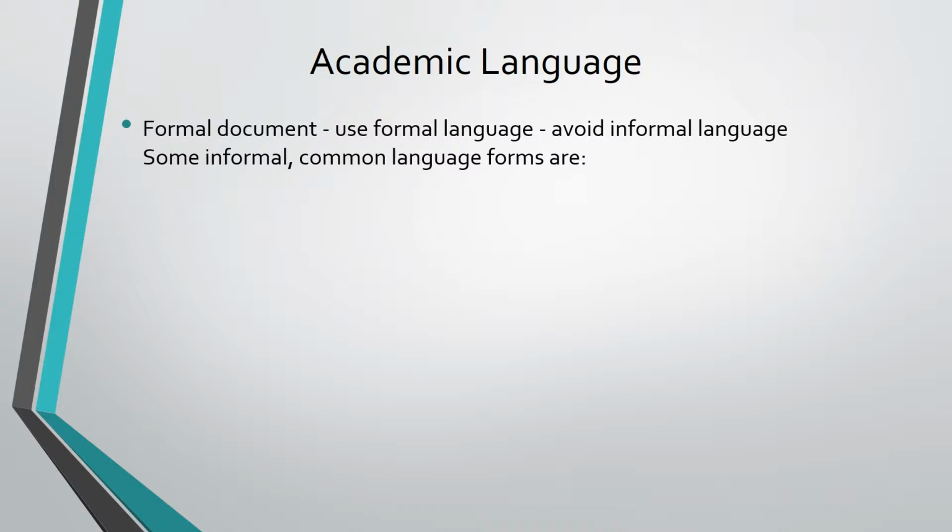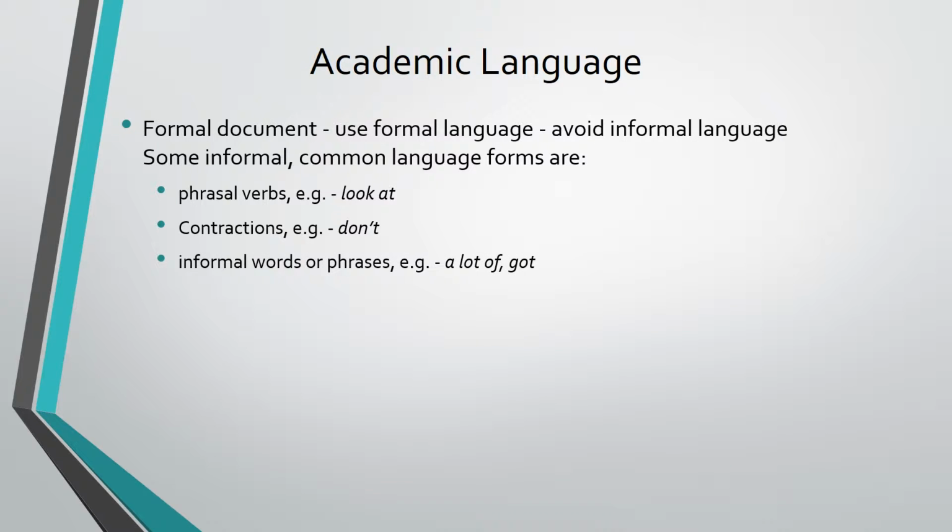Some informal common language forms are phrasal verbs such as look at, contractions such as don't, informal words or phrases such as a lot of, got. More formal alternatives are examine, do not, extensive, numerous, obtained.